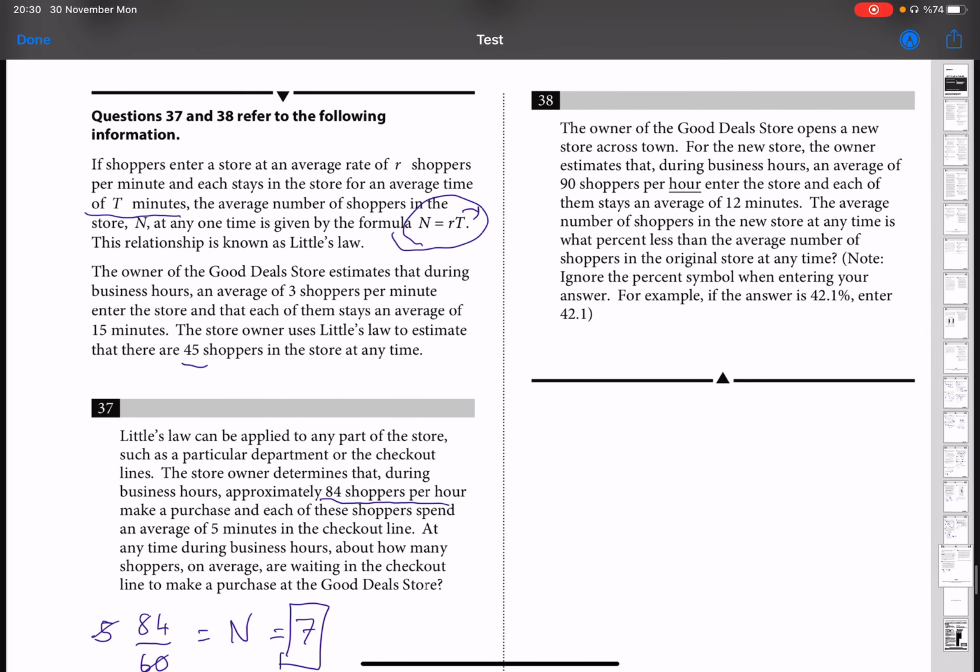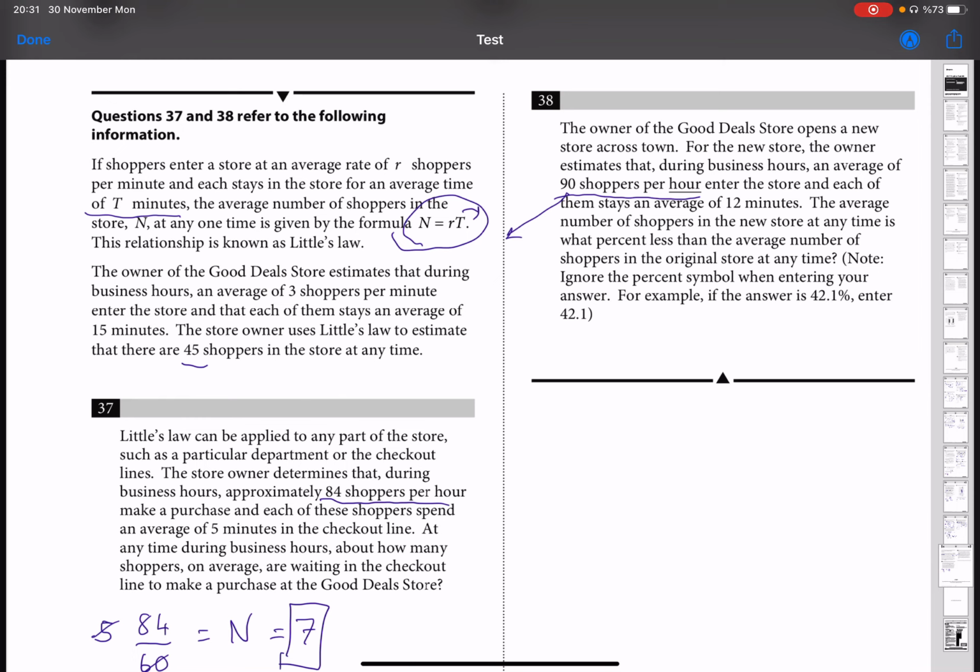Next one. The owner of the Good Deal store opens a new store across town. For the new store, the owner estimates that during business hours an average of 90 shoppers per hour enter the store and each of them stays an average of 12 minutes. We should make the same transformation here. The average number of shoppers in the new store at any time is what percent less than the average number of shoppers in the original store at any time?